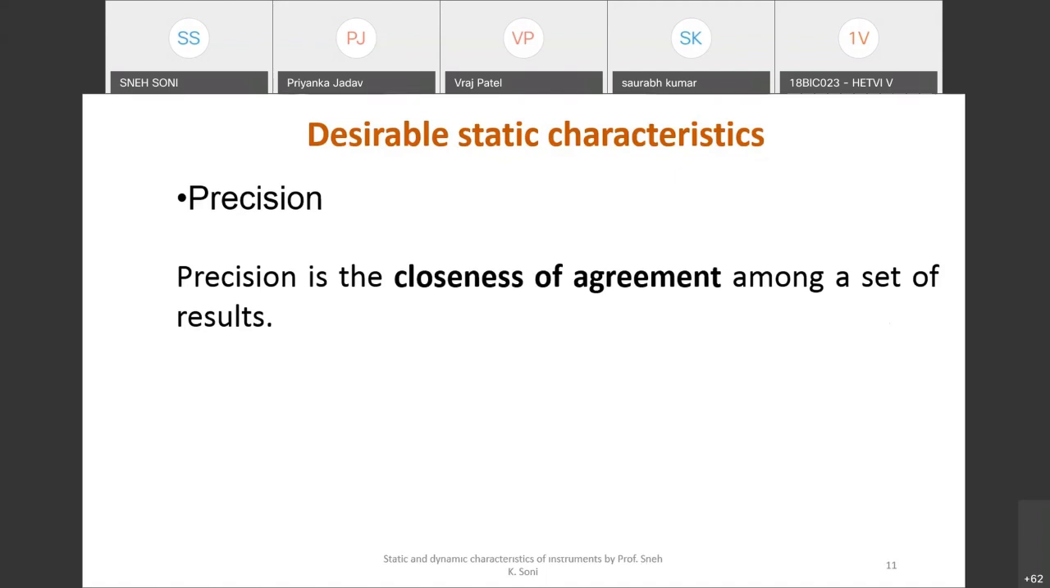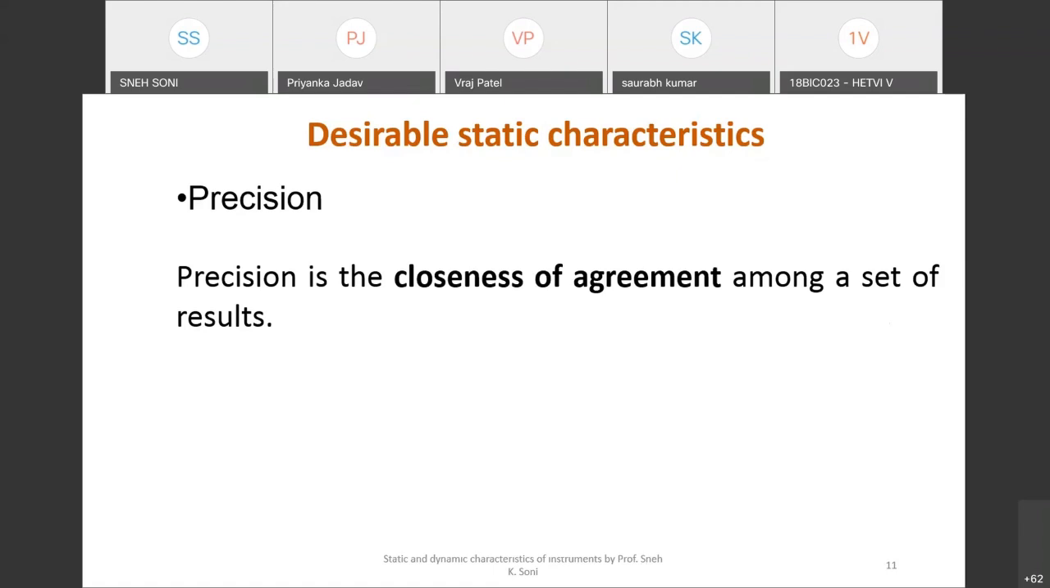So closeness of agreement means how close your multiple readings are. I'm not mentioning here comparing to the true value or nearby the true value. I'm talking about multiple measurements and they are close enough, right? Then it is called a precise reading. So precision is the closeness of agreement among a set of results.